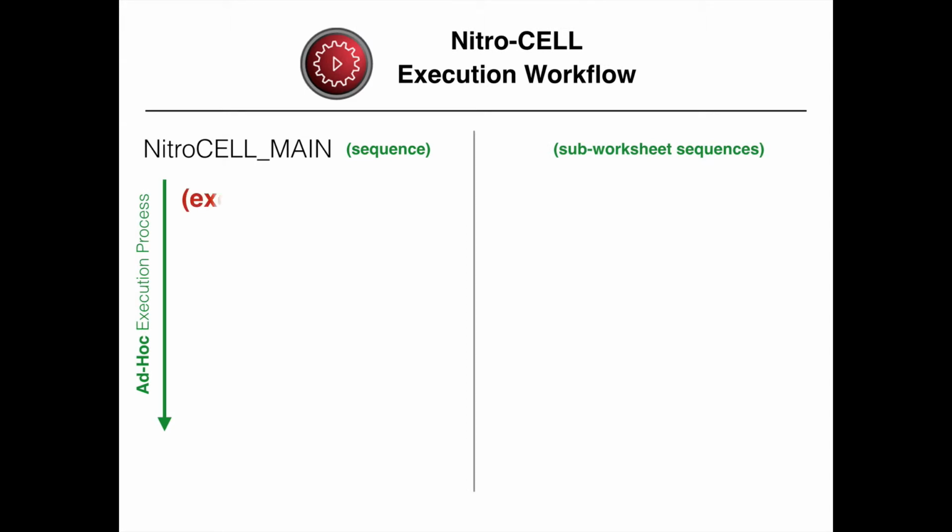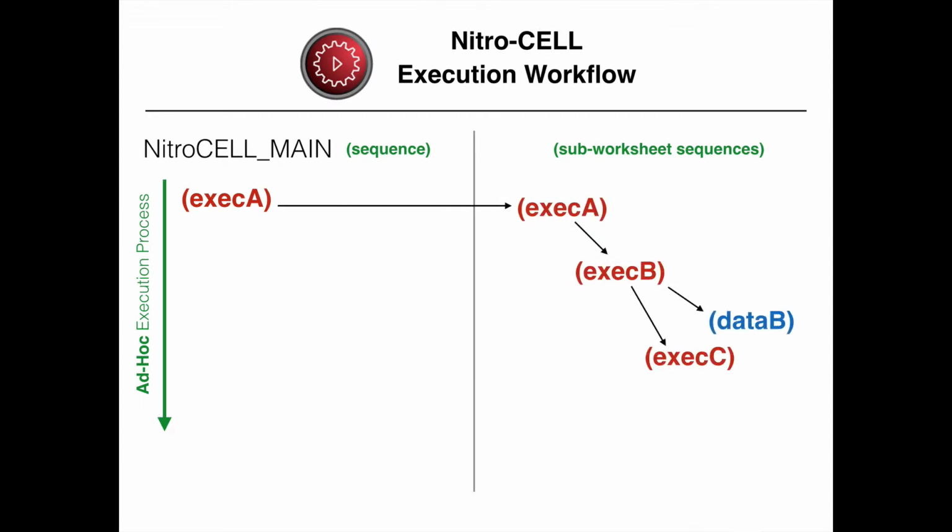How it would basically work is if we started off with an execution worksheet as our first order of operation, it would execute that and then could also execute other things within that. So for example, if my execution A worksheet has calls to execute other worksheets to send data or to execute other worksheets, it could do that very simply within its own worksheet. It doesn't have to be all the way up front at the Nitro-CELL main.